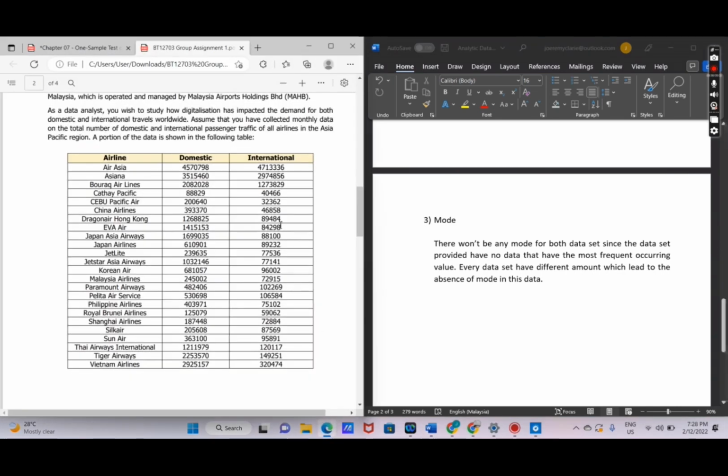Okay, and the last one is the mode. When we look back at this dataset, I believe everyone knows the answer, right? We don't have a mode here because there's no repeated value in either list. There won't be any mode for both datasets since the dataset provided has too many different values. No data has a most frequently occurring value. Every data point has a different amount, which leads to the absence of mode in this data.